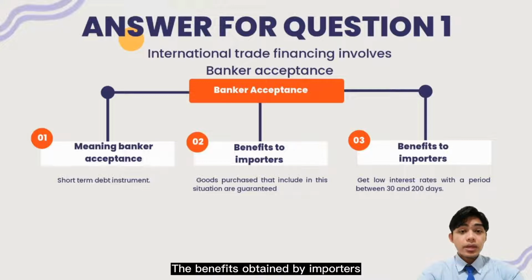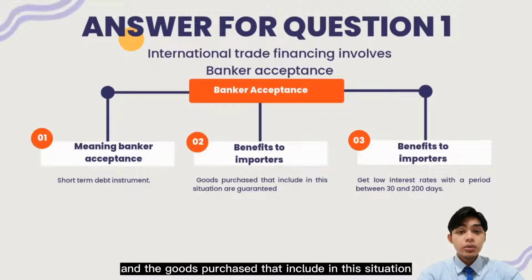The benefit obtained by the importer if using this type of international trade financing is that during this transaction, the payment and the goods purchased are guaranteed under the guarantee of the bank itself. Next, importers also get a low interest rate with a period between 30 and 200 days.